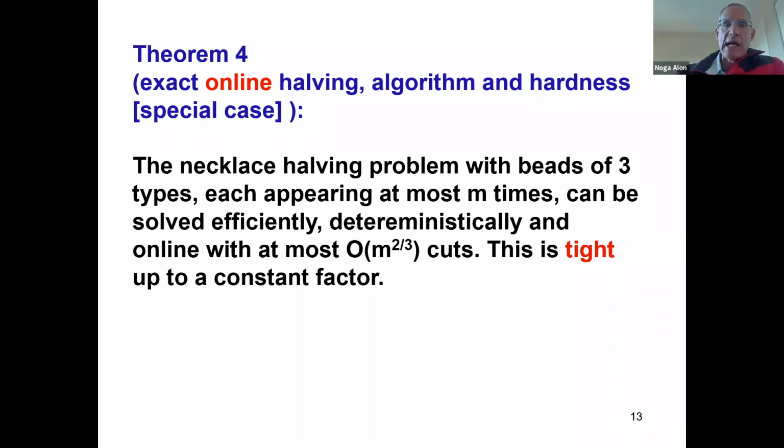So really online things become much harder if those thieves for some reason insist on doing it online. They will need a huge number of cuts, even if the number of types of beads is small. Sorry, what is exact referring to over here?